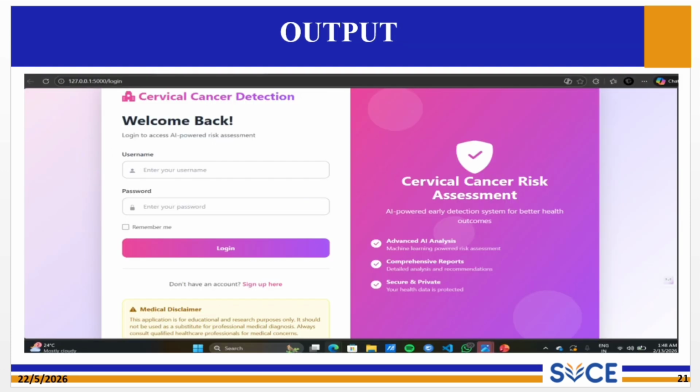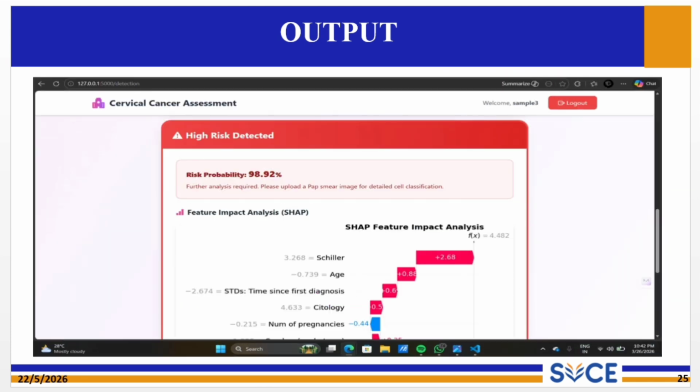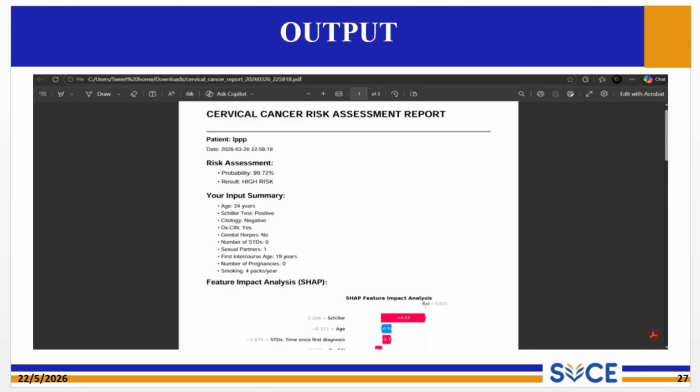Output screens. These slides show the implementation outputs of our system. Here we can see the user interface, patient data input processes, prediction outputs, SHAP explainability results, image classification results, GradCAM visualizations, and automated PDF report generation.